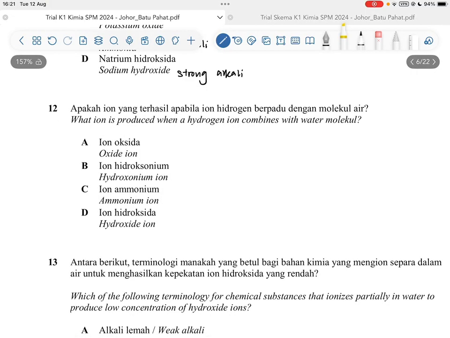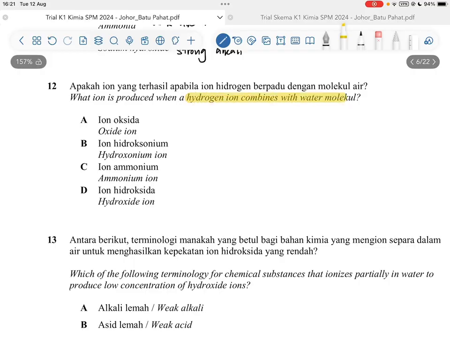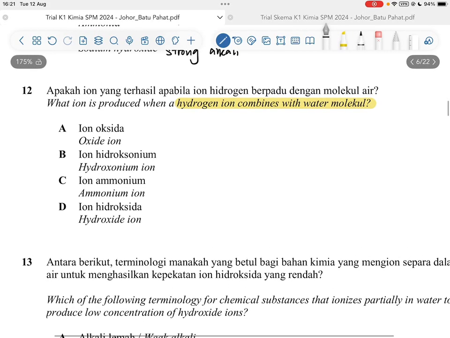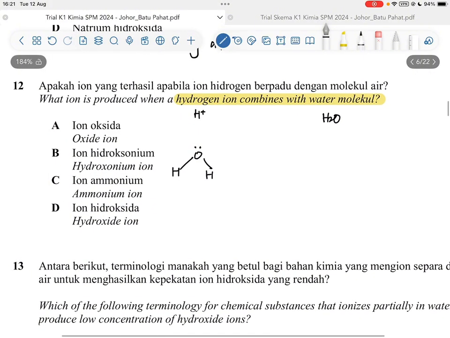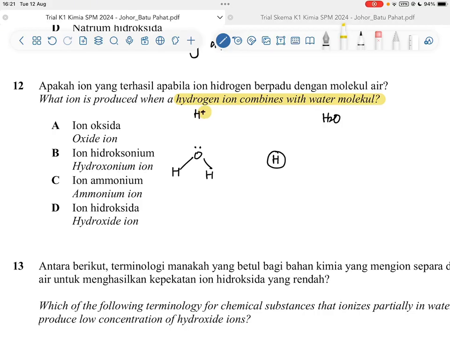12. What ion is produced when a hydrogen ion combines with the water molecule? So hydrogen ion is H plus combined with the water molecule. As in the first part of the video, I have said that the structure of water is like this, and there is a lone pair of electrons at the oxygen atom, and hydrogen has an empty orbital. Why? Because there is a plus sign beside the H. So it means that the hydrogen ion already donates or loses its electron.